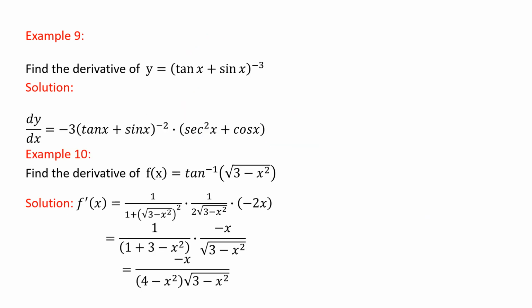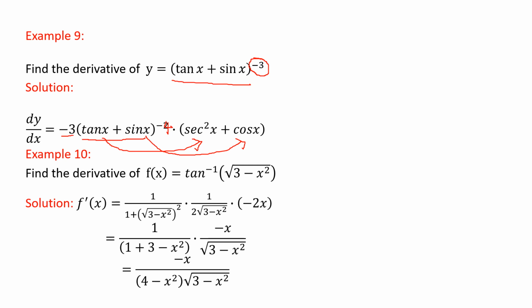Question number 9. Find the derivative of y equal to (tan x + sin x)^(-3). So by using chain rule, this minus 3 will come to the front. Then we have to keep the inside term as it is. And here we have minus 3 minus 1. This should be minus 4. Followed by the derivative of tan x, which will be secant squared x, and the derivative of sin x will be cosine x.